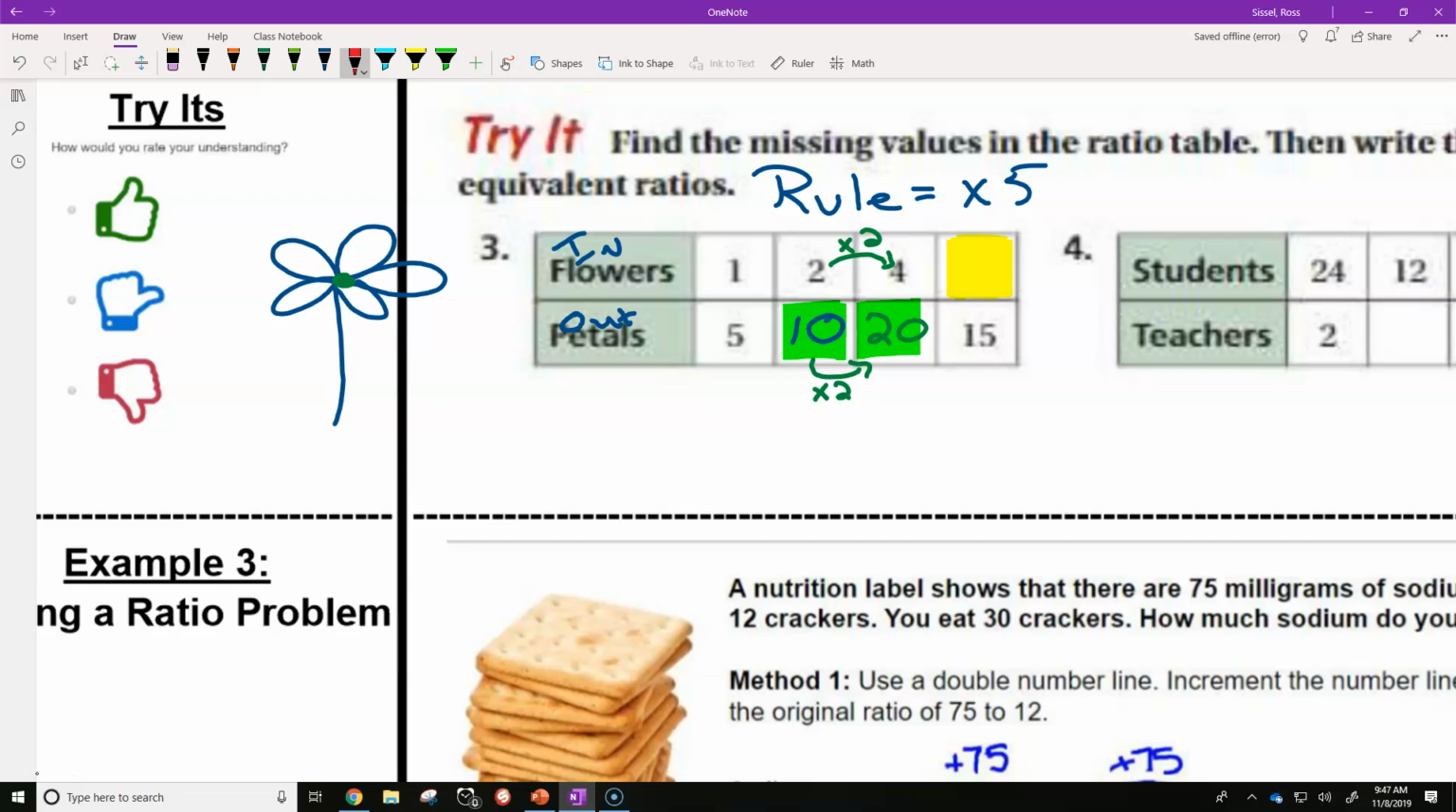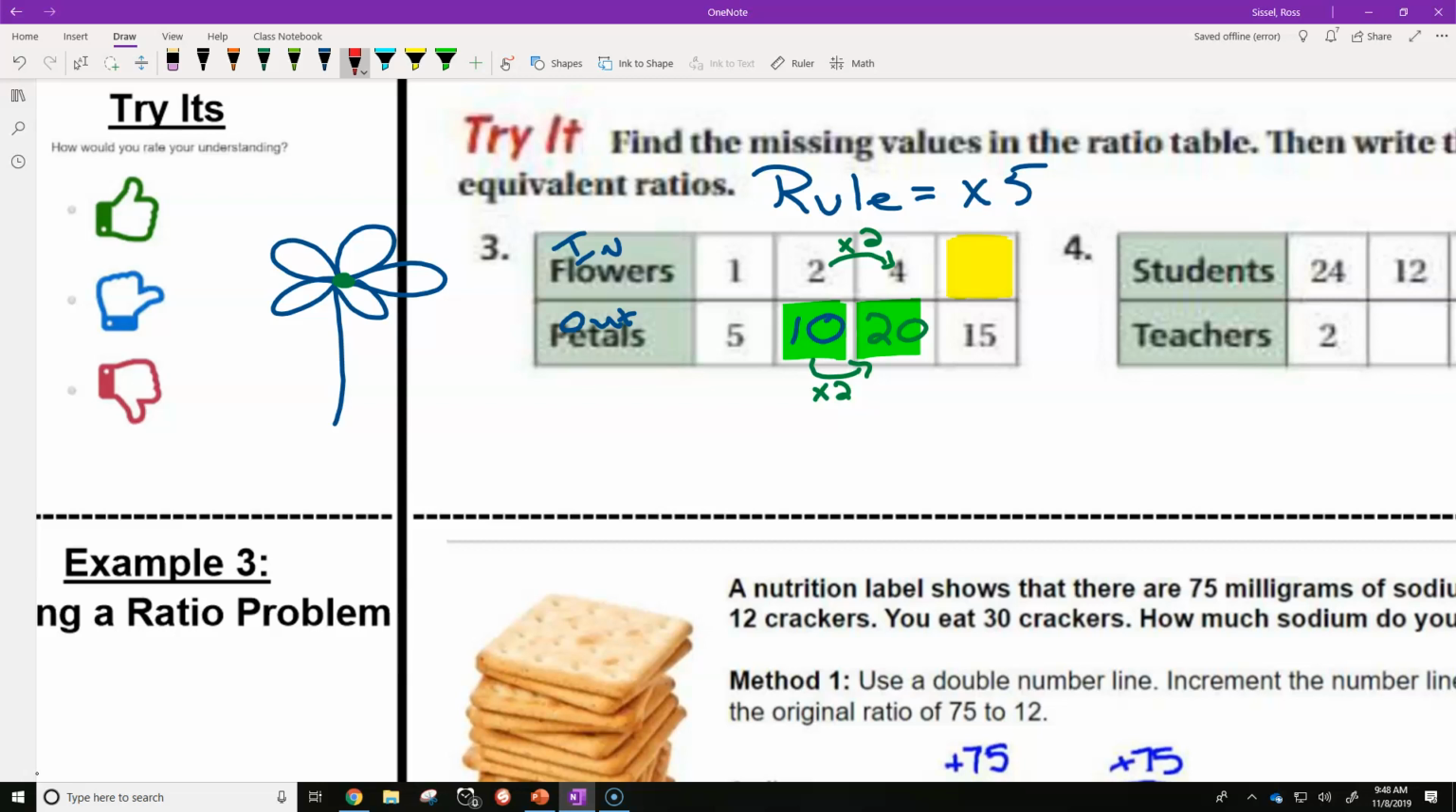You remember? What did you do? This side. Okay. How did we find out that it was this many flowers? What did I do each time? Yeah, we counted the petals.